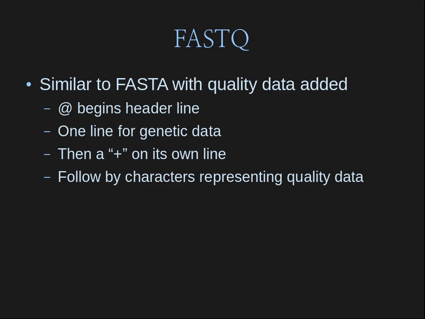These are set up very similar to FASTA files, except instead of beginning with a less than sign, you have an @ sign that begins the header name. Then you have generally one line for all the genetic data. It's best practice not to include returns in the genetic sequence. Then you have a plus, and then down below we have characters representing quality data.